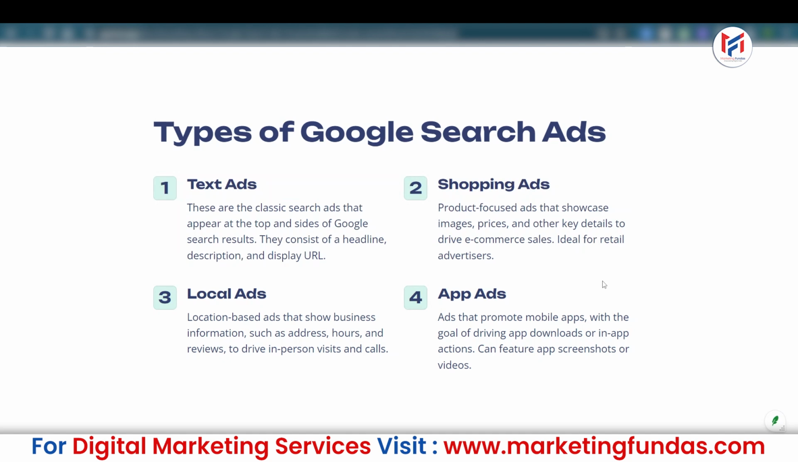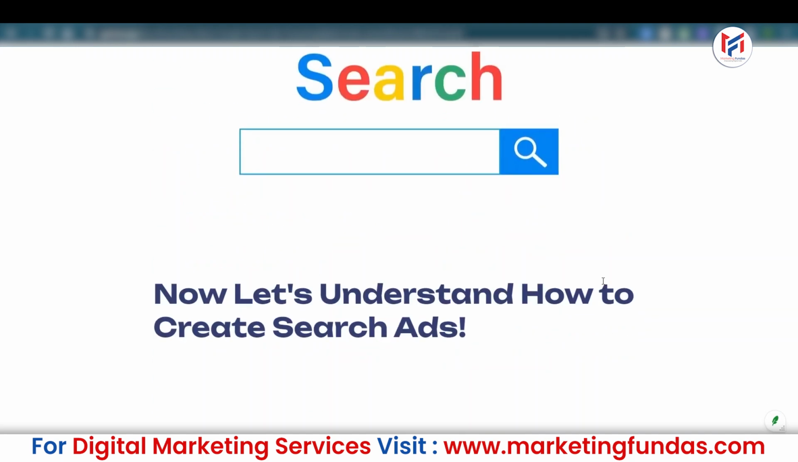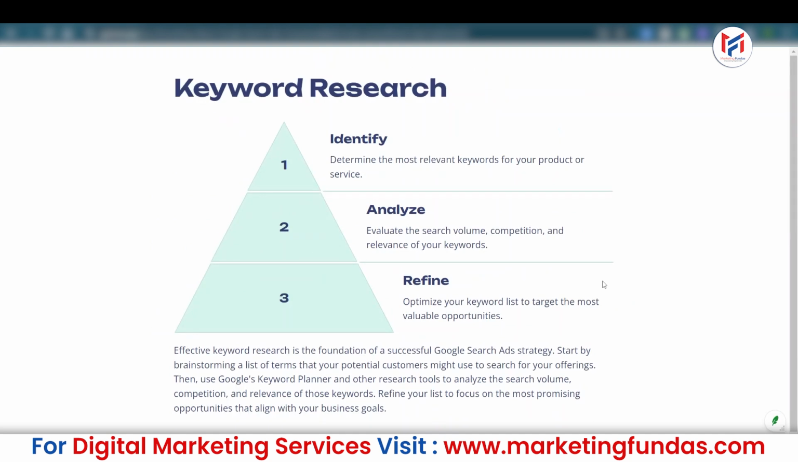Now, I hope you understood the basics of Google search ads, like what are Google search ads, how these Google search ads work, or what are the types of Google search ads. Now it's time to understand how to create Google search ads. So first of all, as I already told you, whenever we are creating Google search ads, the first part is the keyword research. Marketers have to research keywords first, so that they can come up with a good amount of keywords, so that on those keywords they can run Google search ads, right?